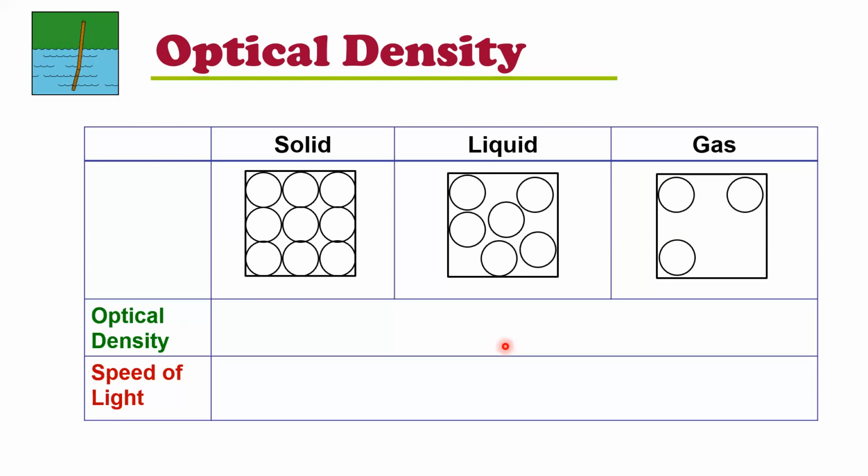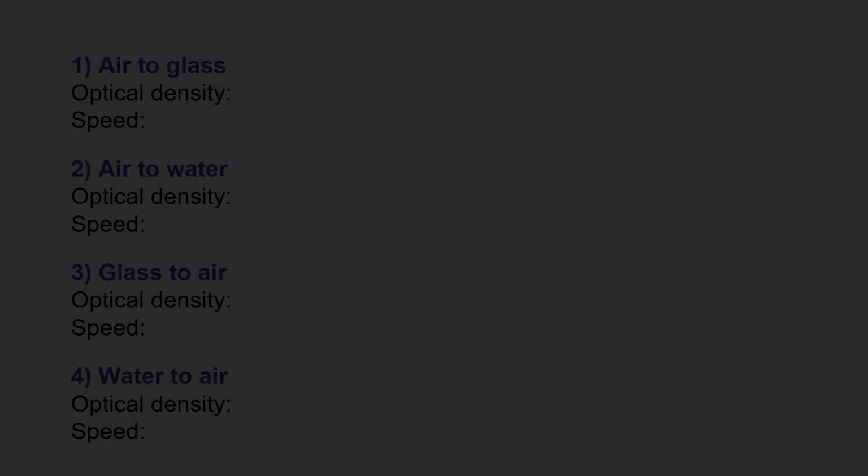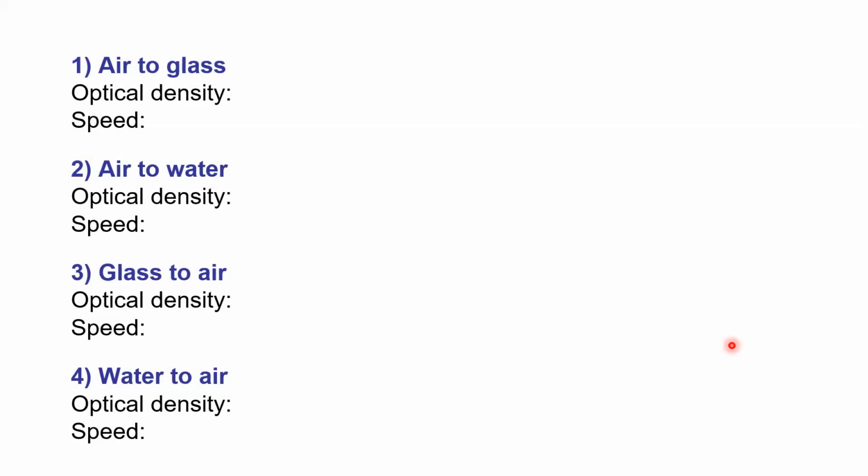Many particles squeezed together, optically dense, and the speed of light will be slower, as compared to in gas. In gas, the particles are very far apart. We say that the optical density is very low and the speed of light is very fast. There's not much particles blocking the path of light. Okay, so we move on.